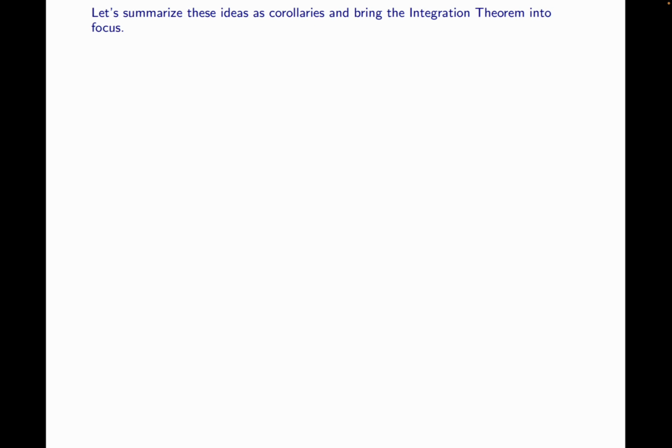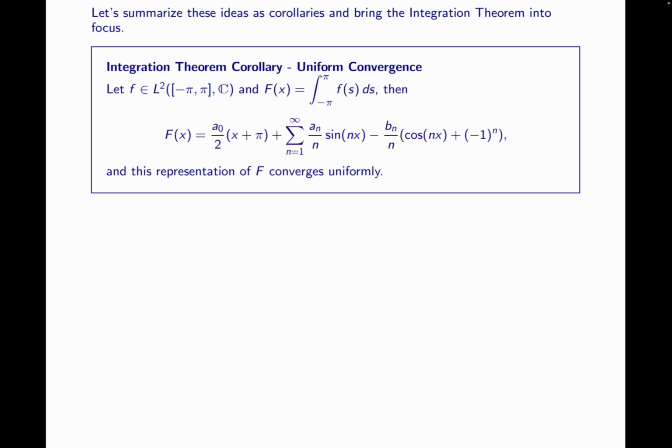So let's summarize these ideas as corollaries and bring the integration theorem into focus. Our first is the uniform convergence result. If f is L2 and F is the antiderivative, then I can integrate term by term to obtain this expression for big F, and this expression, which is not a Fourier series, converges uniformly.